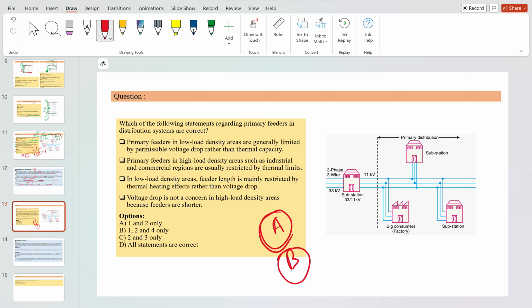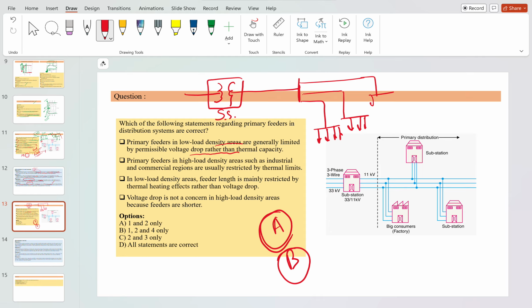Okay, let me explain this. When you see what the options are saying, the first is that the primary feeders in low density areas are generally limited by permissible voltage drop rather than thermal capacity. Suppose you have a distribution substation here, and there is a feeder line connected to multiple feeders, which is supplying multiple loads. Okay, like this, which I have already told.